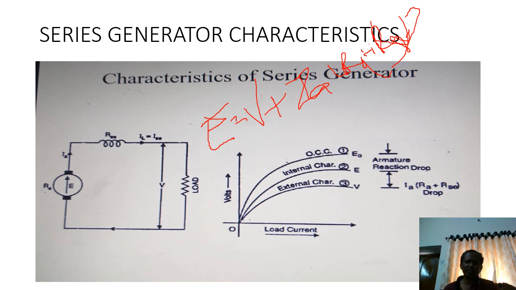But you know the equation of generated EMF is equal to phi Z N by 60 into P by A. All these terms are constant, but only K is directly proportional to the field flux. But here flux is directly proportional to the field current, the series field current. So under no load condition, there is an EMF, and the armature current is 0.